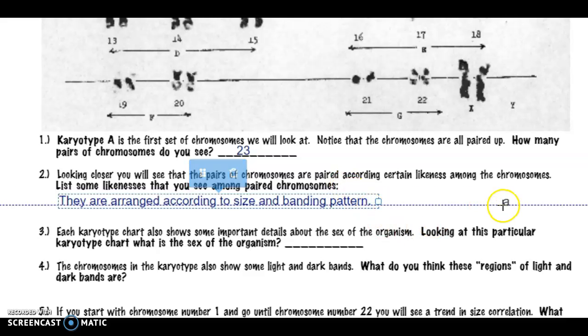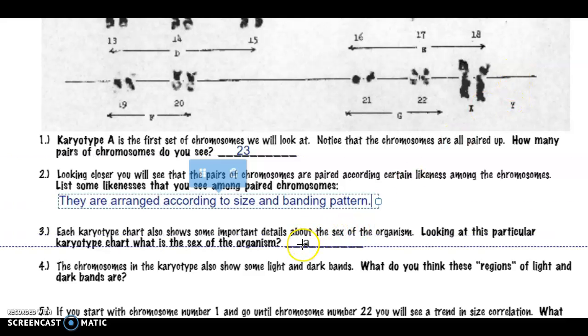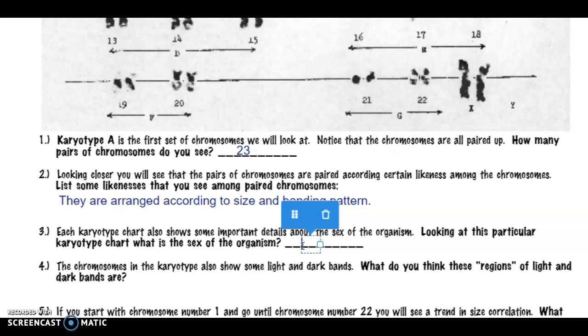Each karyotype chart also shows some important details about the sex of the organism. Look at the particular karyotype on the chart and what is the sex of the organism. Well, we just said XY, that's the sex chromosomes. That's what determines the gender of this individual. And there are 2 chromosomes at chromosome X, nothing at the Y. So if there's nothing at the Y, this is a female, a girl.